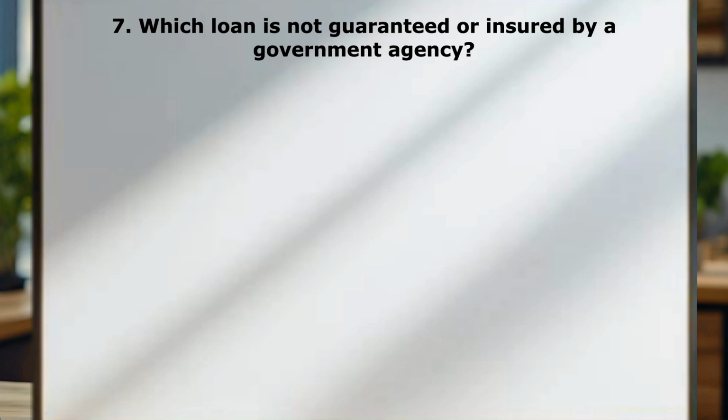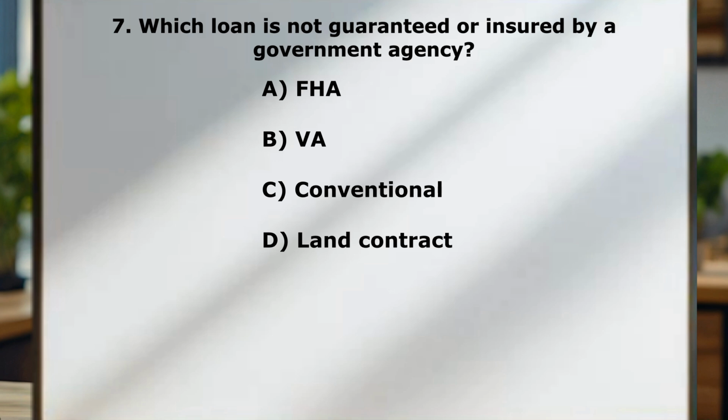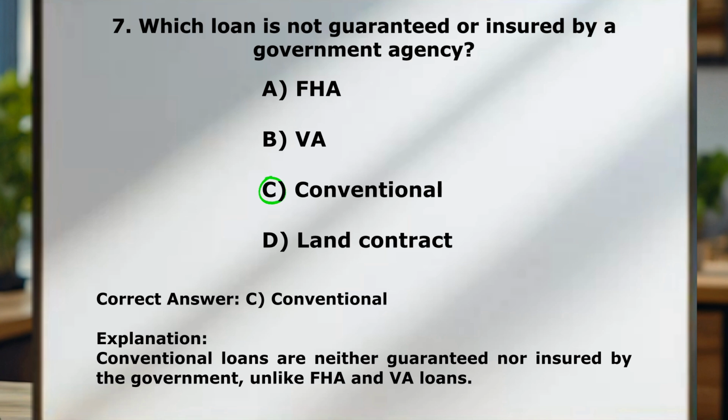Which loan is not guaranteed or insured by a government agency? A. FHA. B. VA. C. Conventional. D. Land contract. So the correct answer here is C. Conventional. Conventional loans are neither guaranteed nor insured by the government. An FHA loan and a VA loan are both guaranteed by government. Conventional loans are not. And once you start working in real estate, you actually see typically FHA loans and VA loans, they have lower interest rates. Conventional loans are typically a little bit riskier because they're not government insured, so they have a higher interest rate. That's not always the case, but that's a general rule.